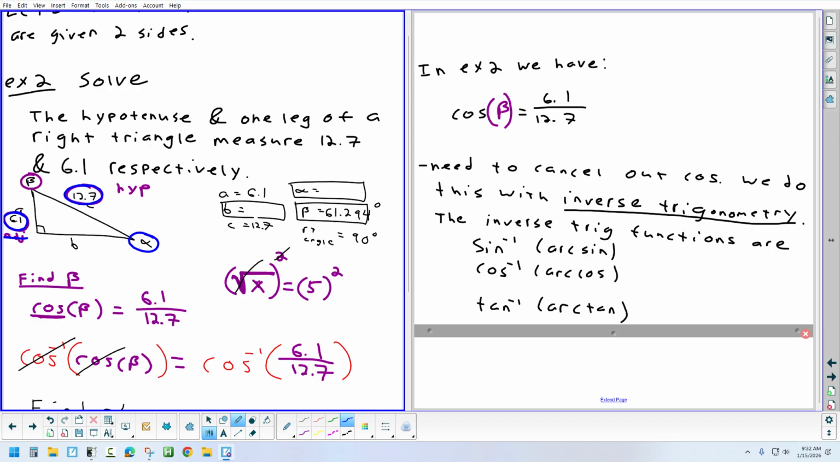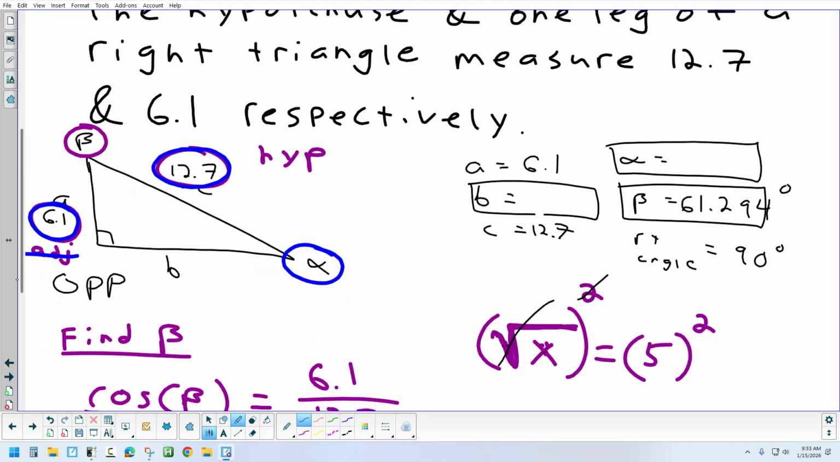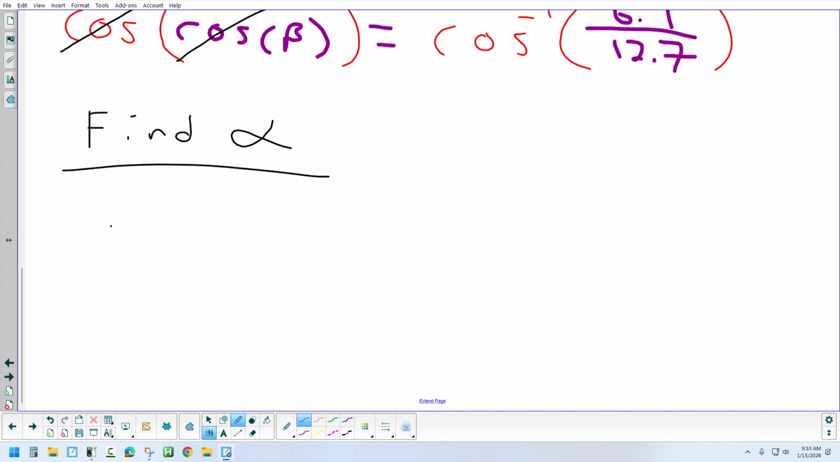6.1 is now in what position relative to alpha? Yeah, it's now opposite. Hypotenuse is still 12.7. That doesn't change. But now we're using the opposite side and the hypotenuse. Which trig function involves opposite and hypotenuse? Yep, sine. All right, so let's find alpha.